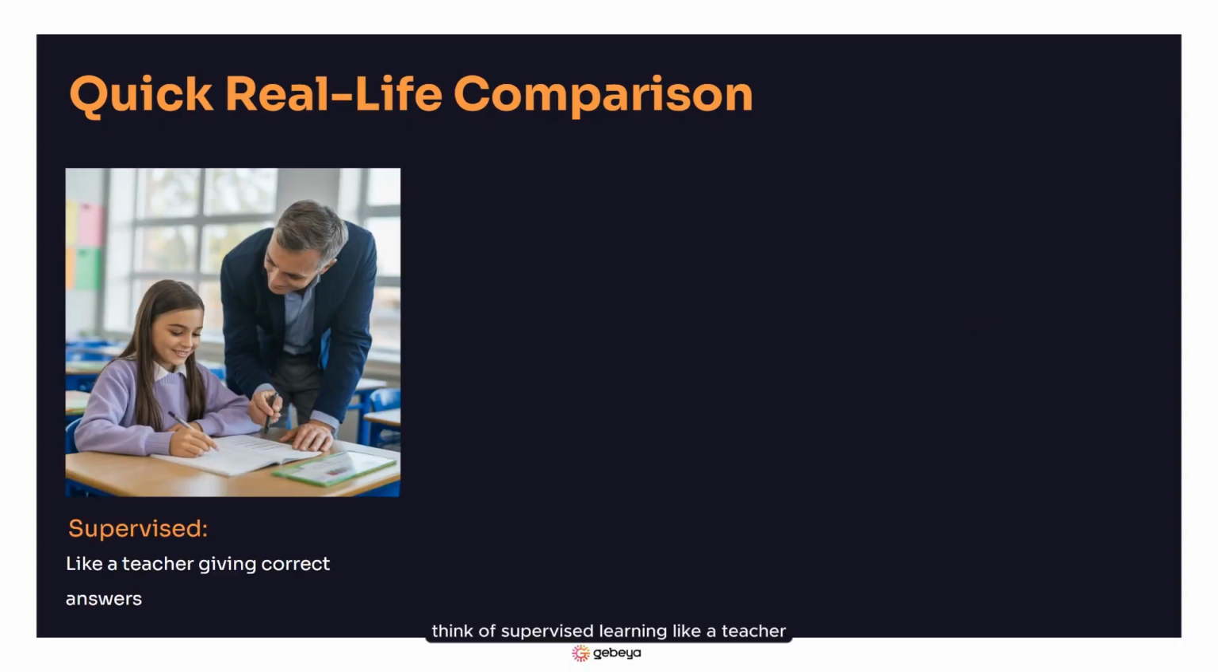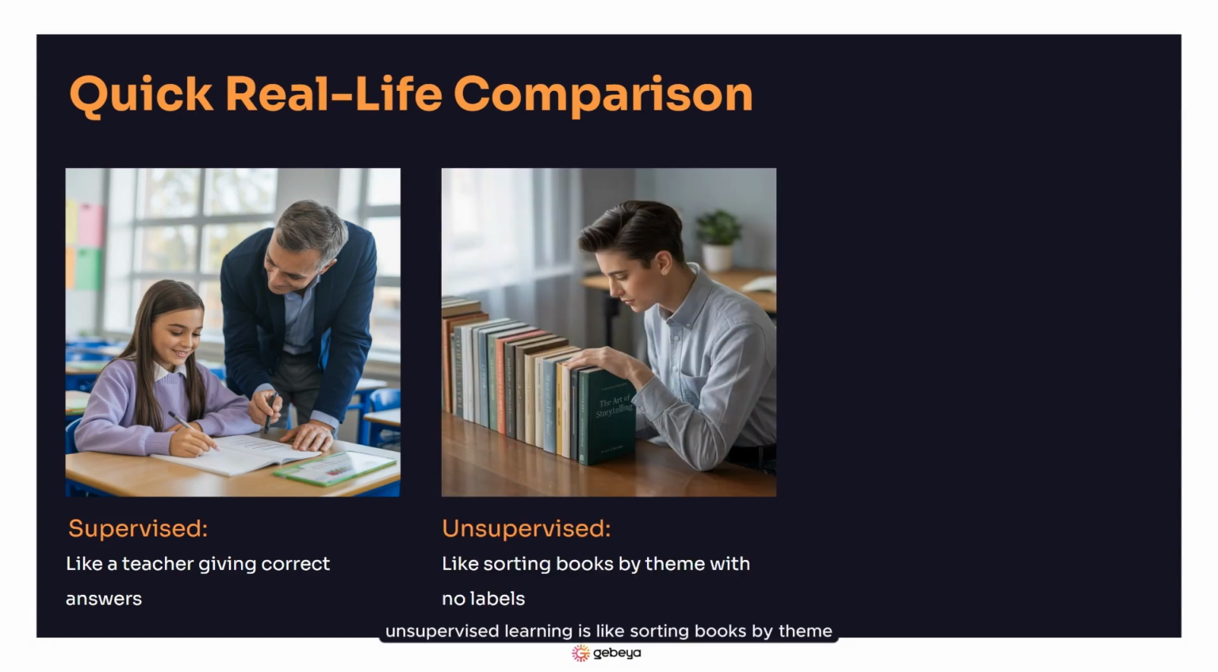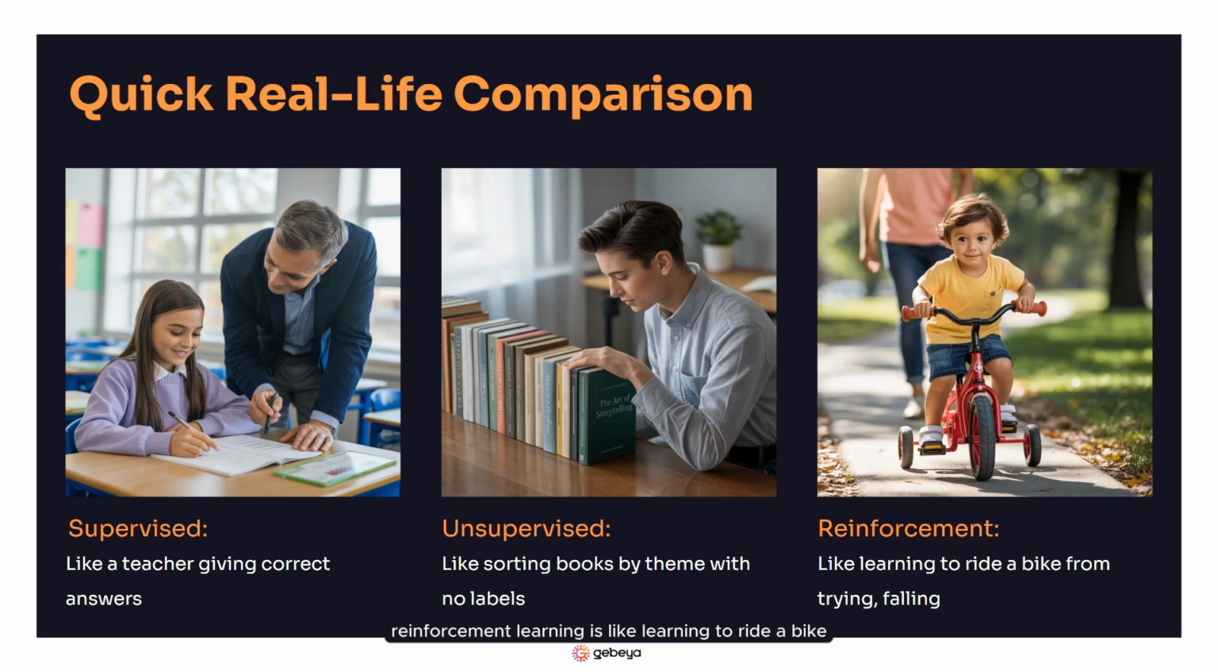Think of supervised learning like a teacher giving you the correct answers while you practice. Unsupervised learning is like sorting books by theme when there are no labels on the covers. Reinforcement learning is like learning to ride a bike. You figure it out by trying, falling, and adjusting until you can balance.